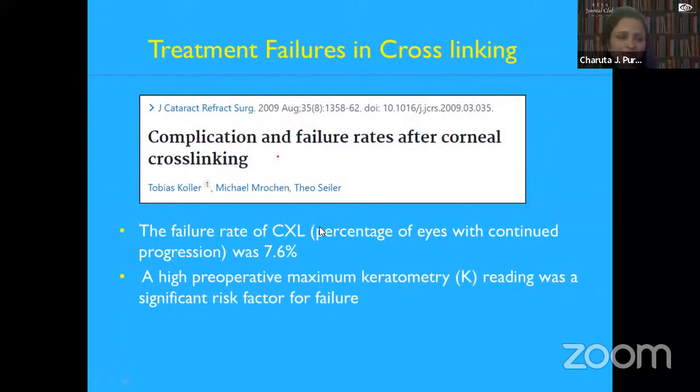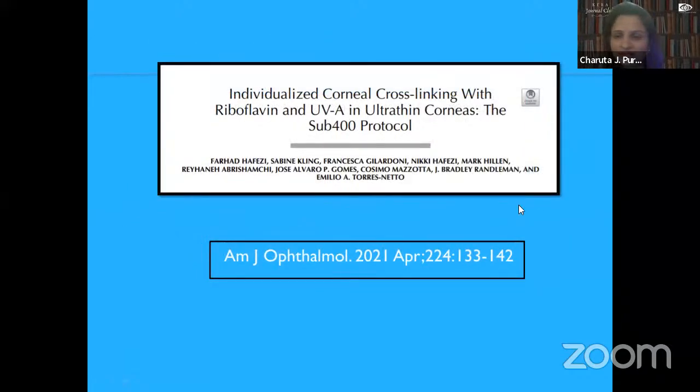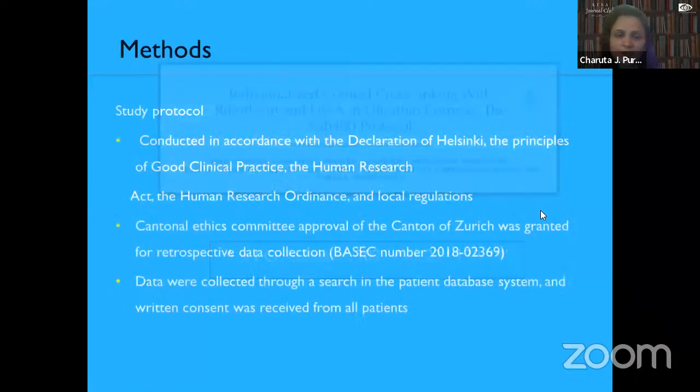The last point that I want to touch upon is treatment failures in cross-linking. Now, this was an article from Theo Seiler et al., in which they have mentioned that a higher preoperative max K is a significant risk factor for failure, which was approximately 7.6%. Coming to the article in question now, this article was published in the American Journal of Ophthalmology in April 2021 by Dr. Farhad Hafezi and his group.